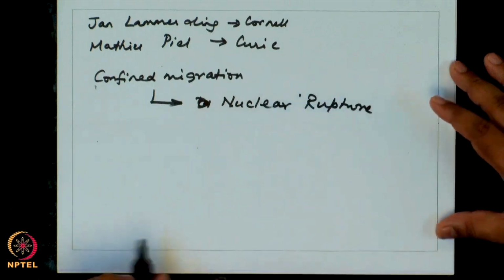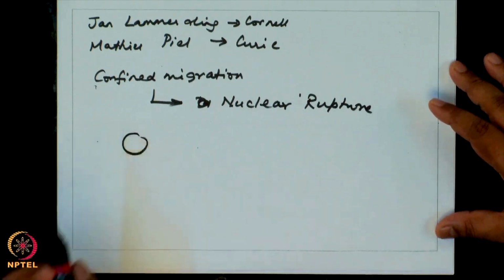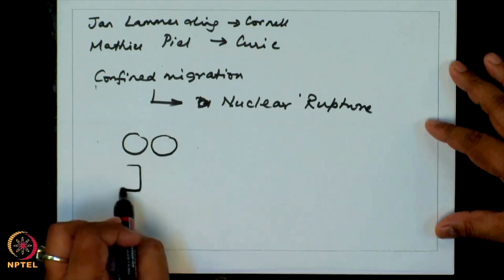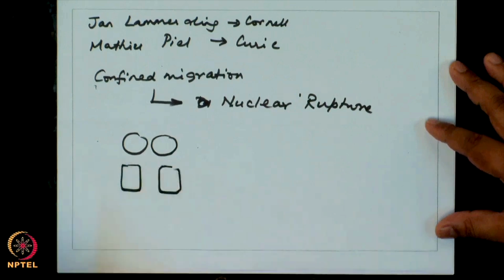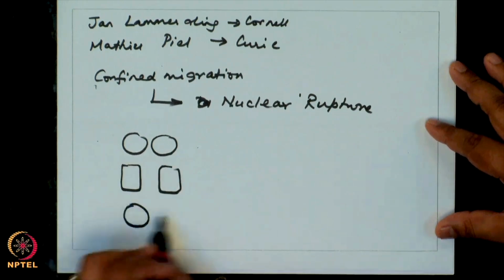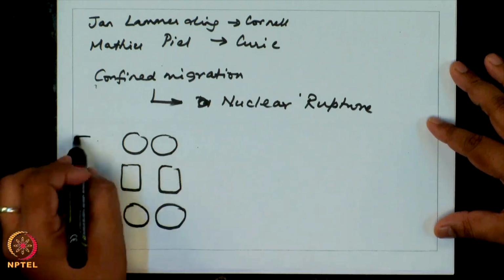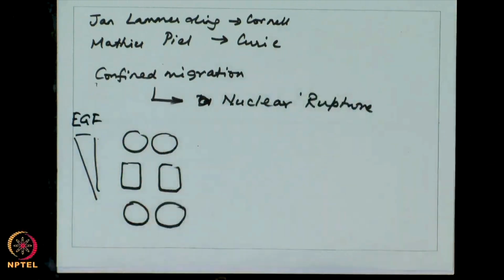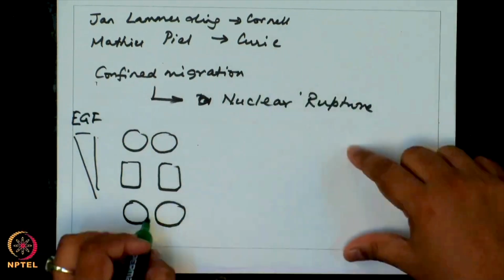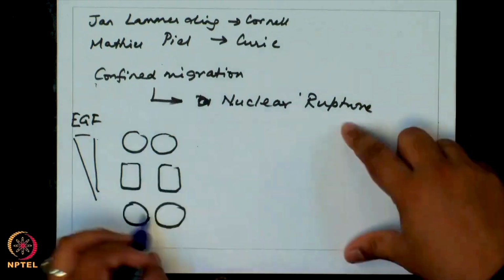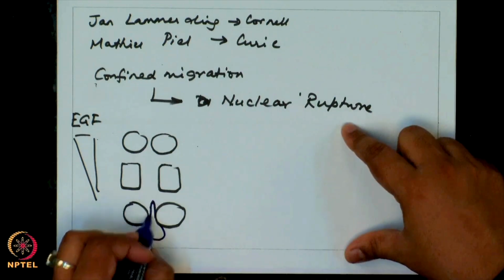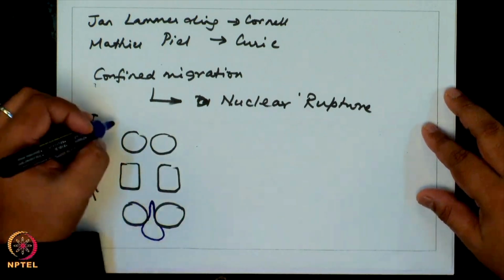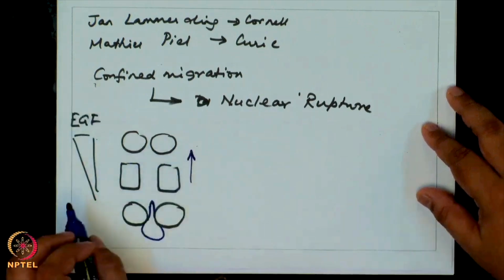How did they prove it? They created these microfabricated stamps. Imagine you have an EGF gradient in this direction. You have these microfabricated substrates and you have a cell, let me draw the cell in a different way, which is trying to move in the direction of the chemokine. Since the EGF gradient is high, these cells will overall try to go in that direction.